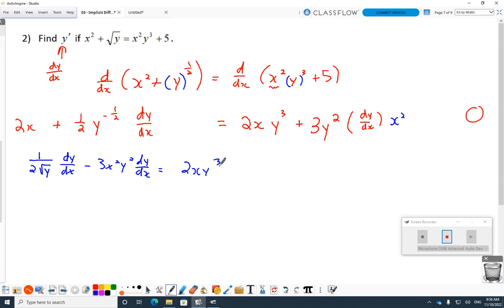2xy cubed minus 2x. Oh, I better check that. I lost focus there. I could feel it. 1 over 2 root y dy dx. That's that term. Bring this one over, which is 3x squared y squared dy dx. Bring that over. 2xy cubed stays and minus 2x stays.